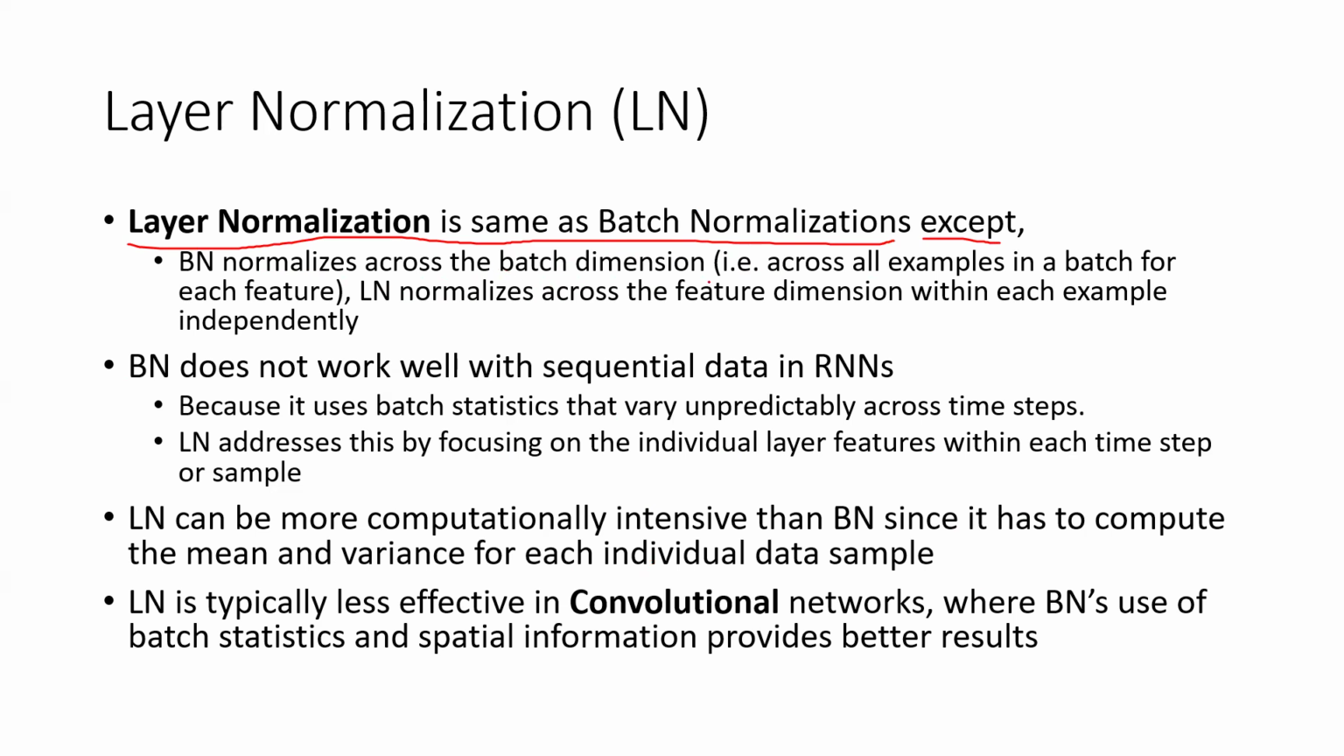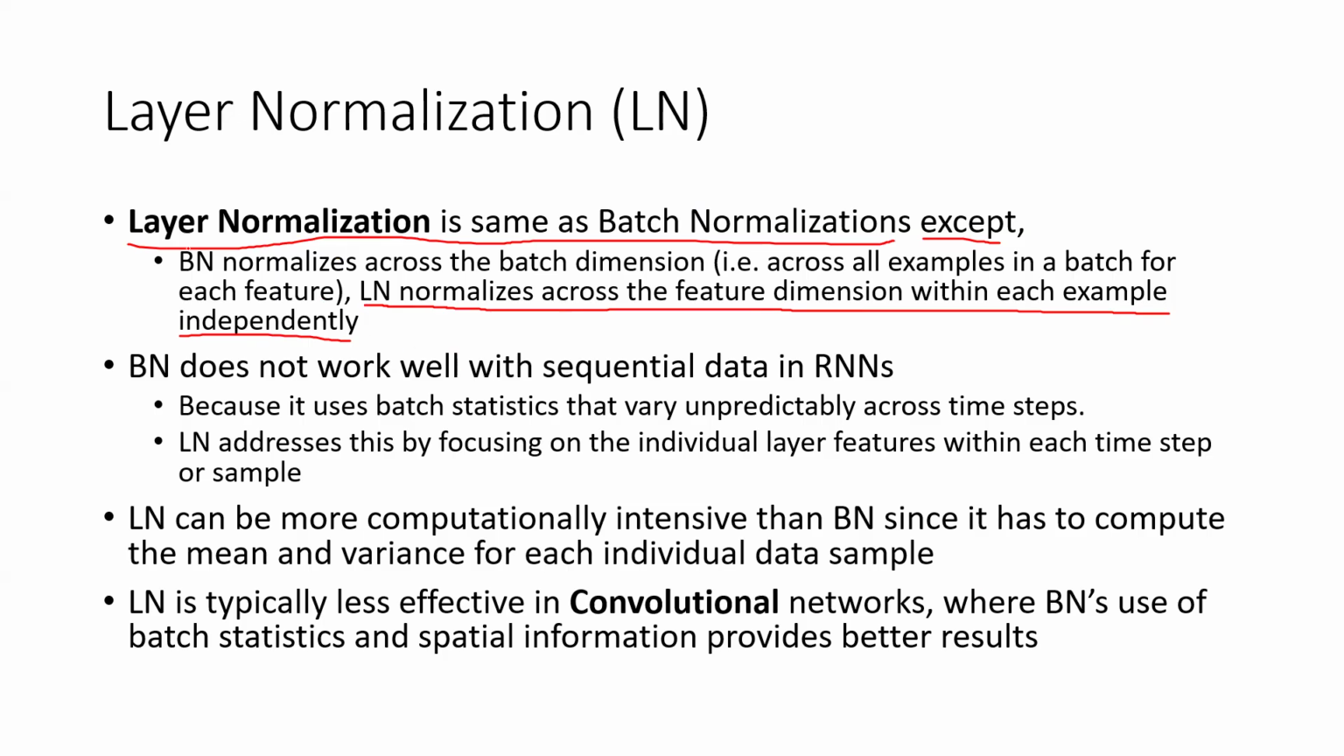That means in batch normalization, we are taking the statistics in the batch or the mini batch of the data set, right? But when it comes to layer normalization, layer normalization normalizes across the feature dimensions within each example independently. That means layer normalization happens in the layer parameters, right? Not in the data batch that is used for training.